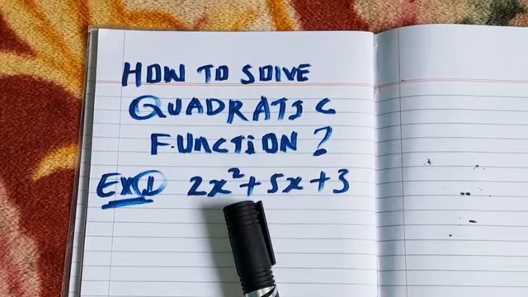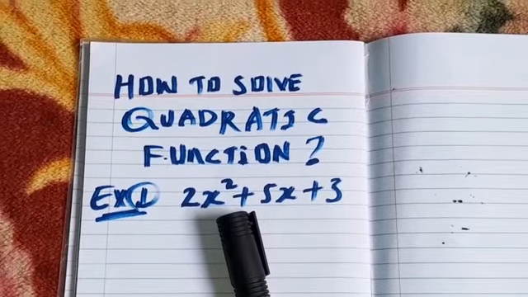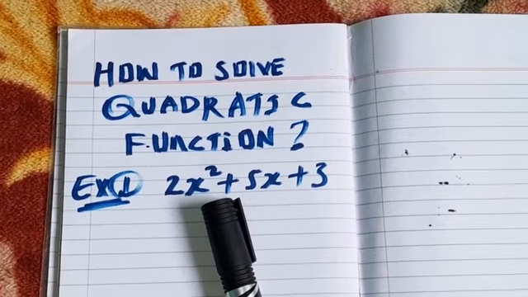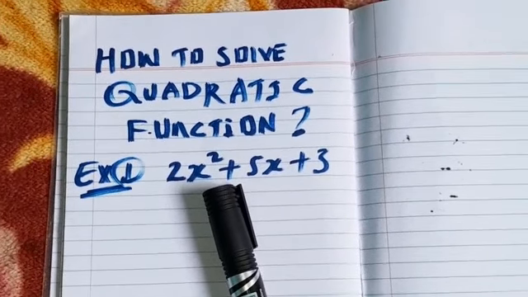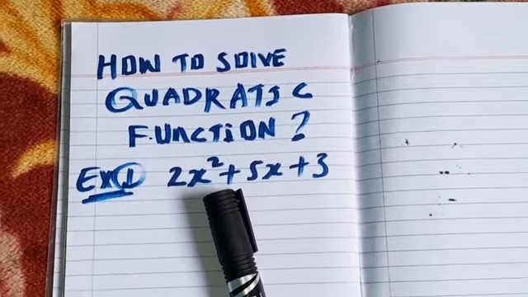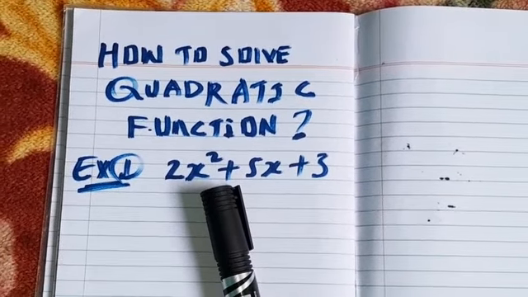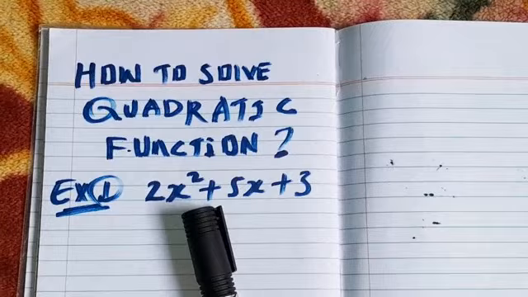Have you ever wondered why a basketball follows a curved path, or why bridges and fountains have curved shapes? They all use quadratic functions. In this video, I will explain quadratic functions in the easiest way possible. Let's begin.